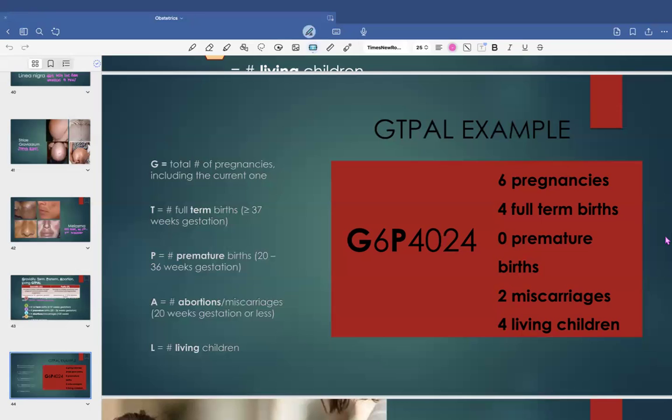Stillbirth is kind of confusing because it doesn't really go under abortion or miscarriage, since it's not under 20 weeks gestation. We would put it under full-term birth, but it wouldn't be represented as a living child. That makes sense, because they made it to term. They did.